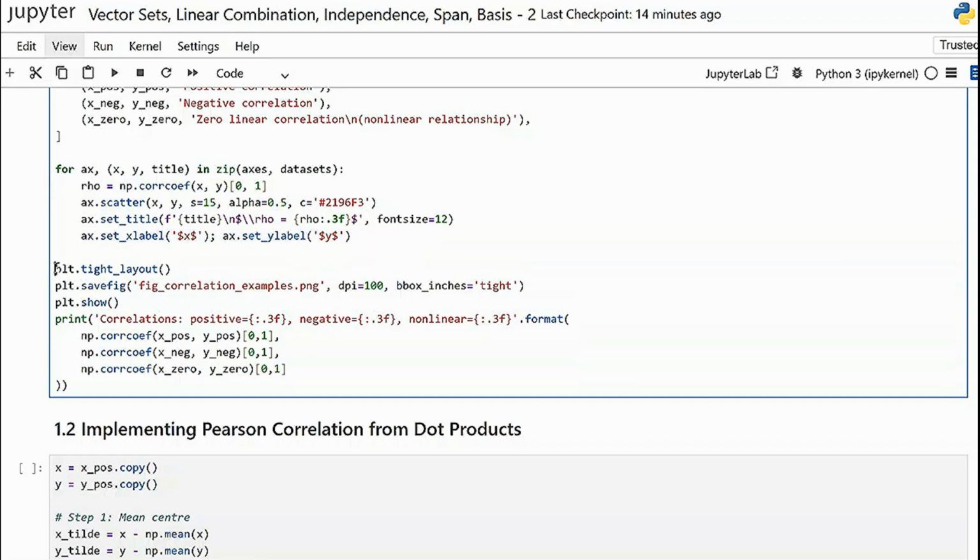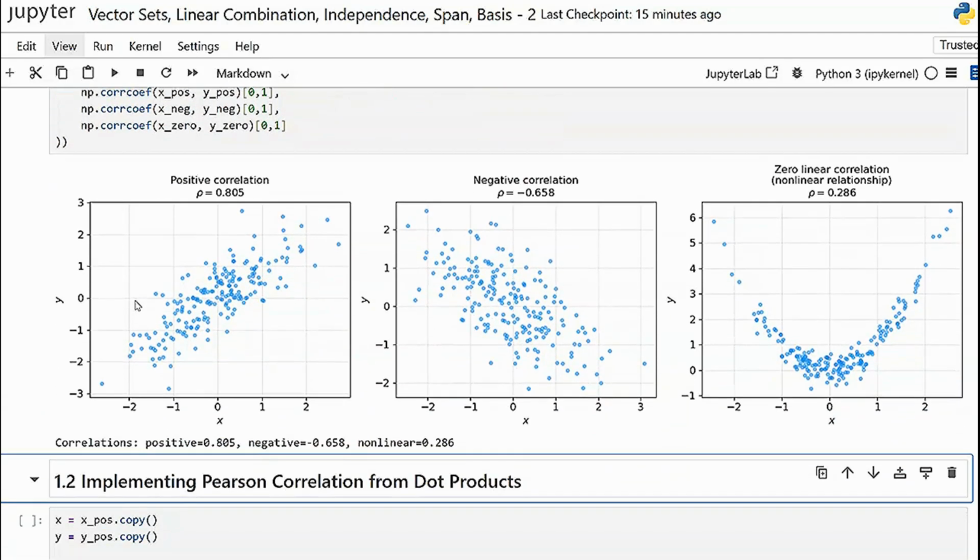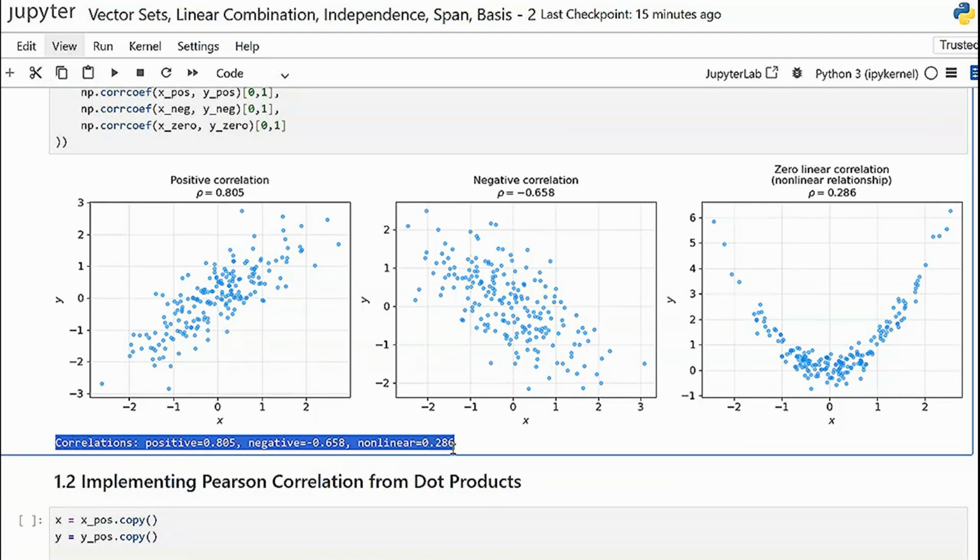And last, of course, we adjust our layout, save the figure, and display it. And kindly observe, finally we print the correlation values numerically for all three data sets. Kindly observe the exact data points here, dear friends. So for the positive correlation, the value is similar to 0.81, approximately, a strong positive relationship.